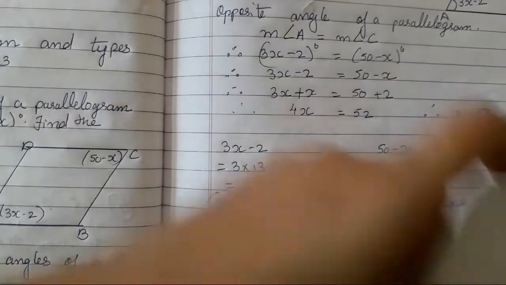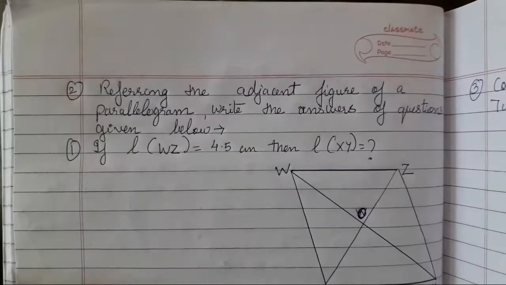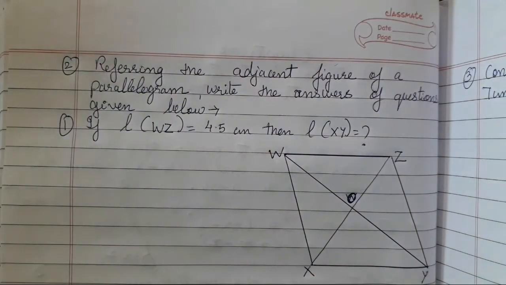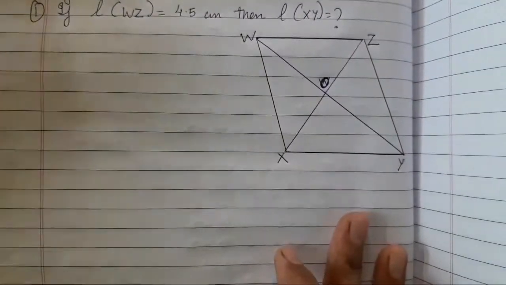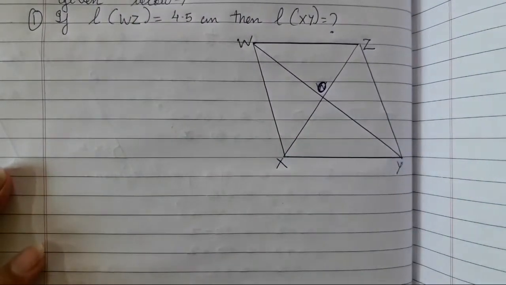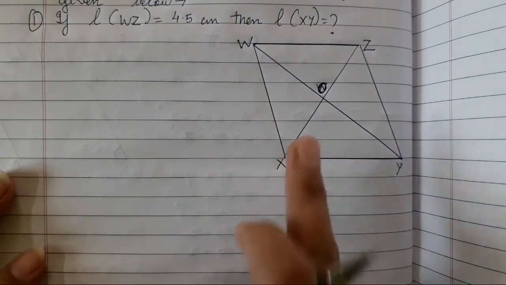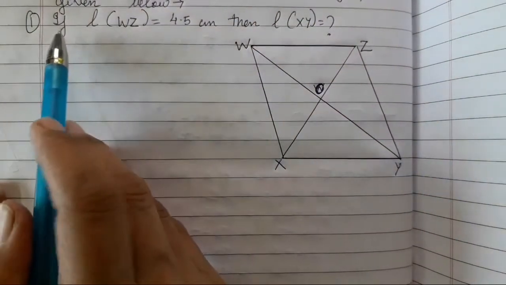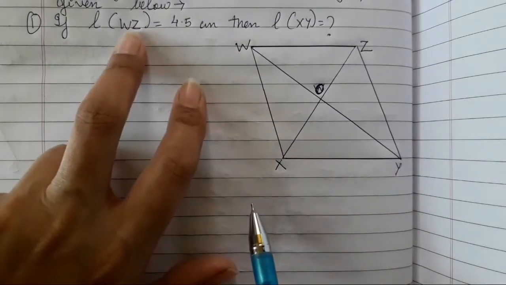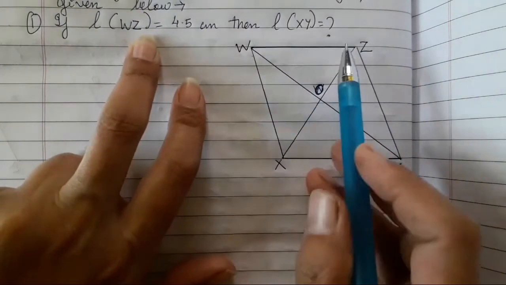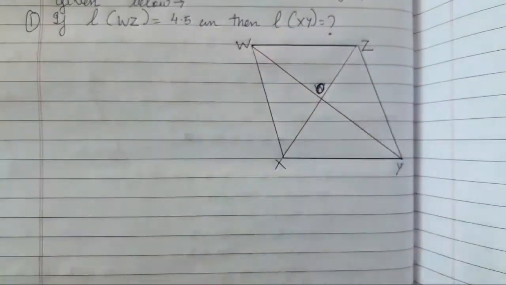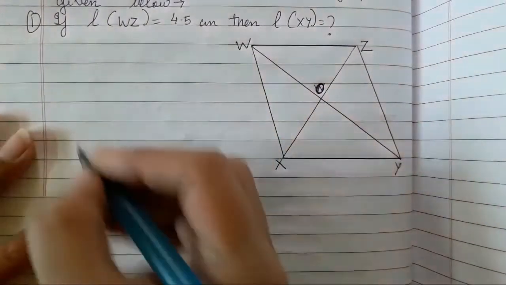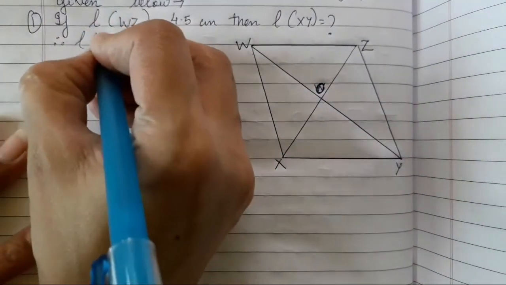Now let's move towards the next question, which refers to the adjacent figure of a parallelogram. Write the answers of the questions given below. Okay, now they have given a few questions and a similar figure for all the questions. So I have drawn it only once. You all can refer to it from the textbook also. So the first question is, if WZ, that is the length of WZ, is 4.5 centimeters, then what is the length of XY? Okay, so for this, we will write at first what they have given, length of WZ.